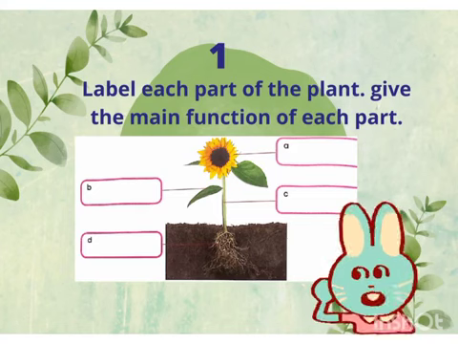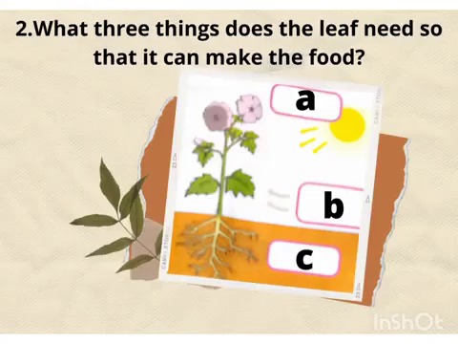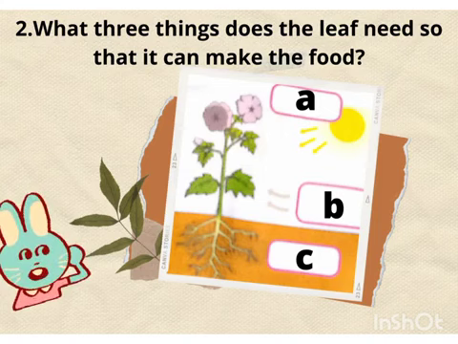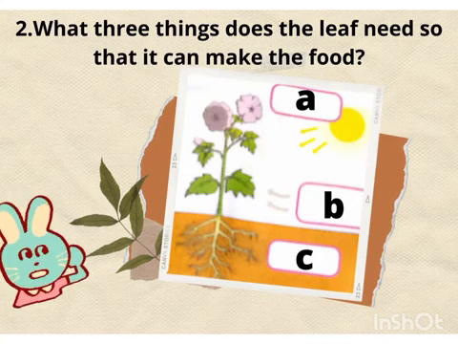We go to the next question. What 3 things does the leaf need so that it can make food? Yes, Sharon, you're right. That's sunlight, carbon dioxide, and water. Great job, Sharon. Thank you.